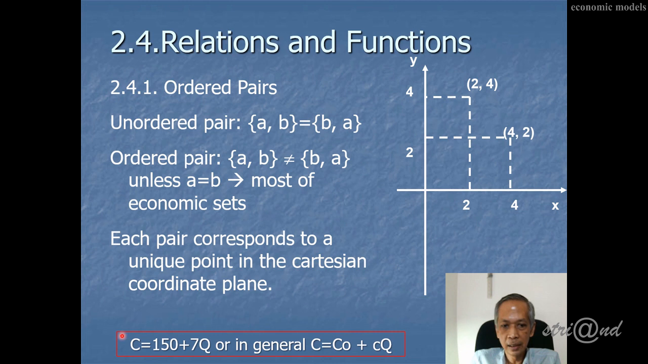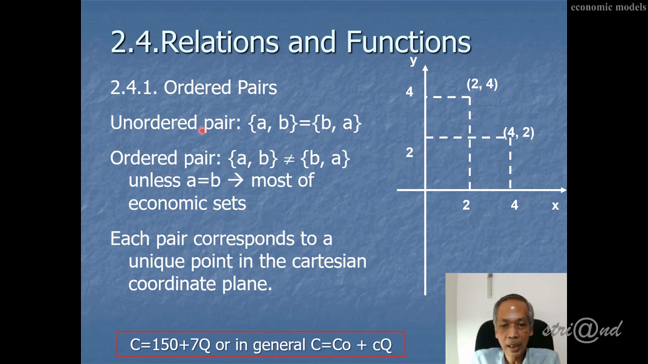Our example here, C equals 150 plus 7Q, is a relation. It shows a relation of quantity and cost. And this relation can also be seen as pairs. There are two kinds of pairs here, unordered and ordered.